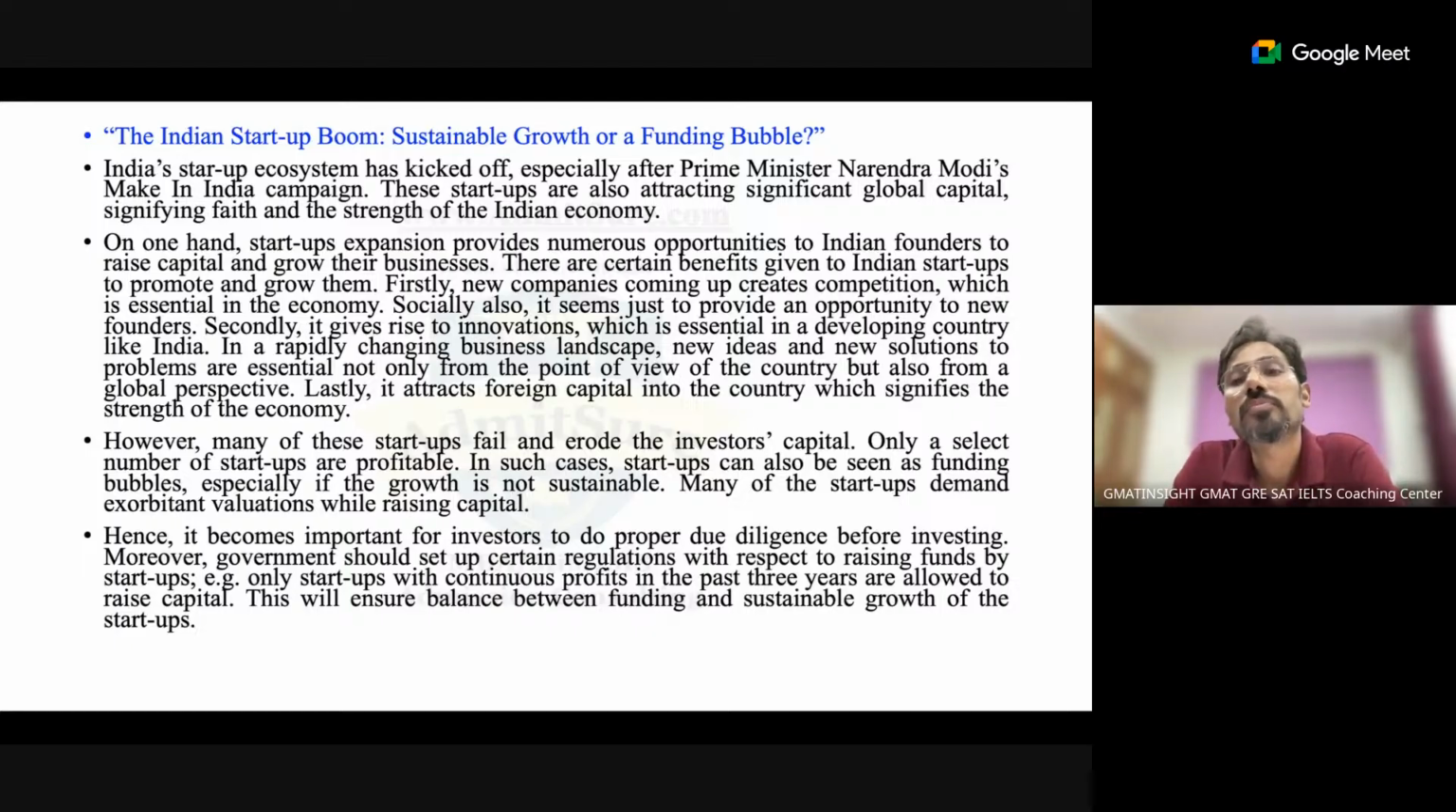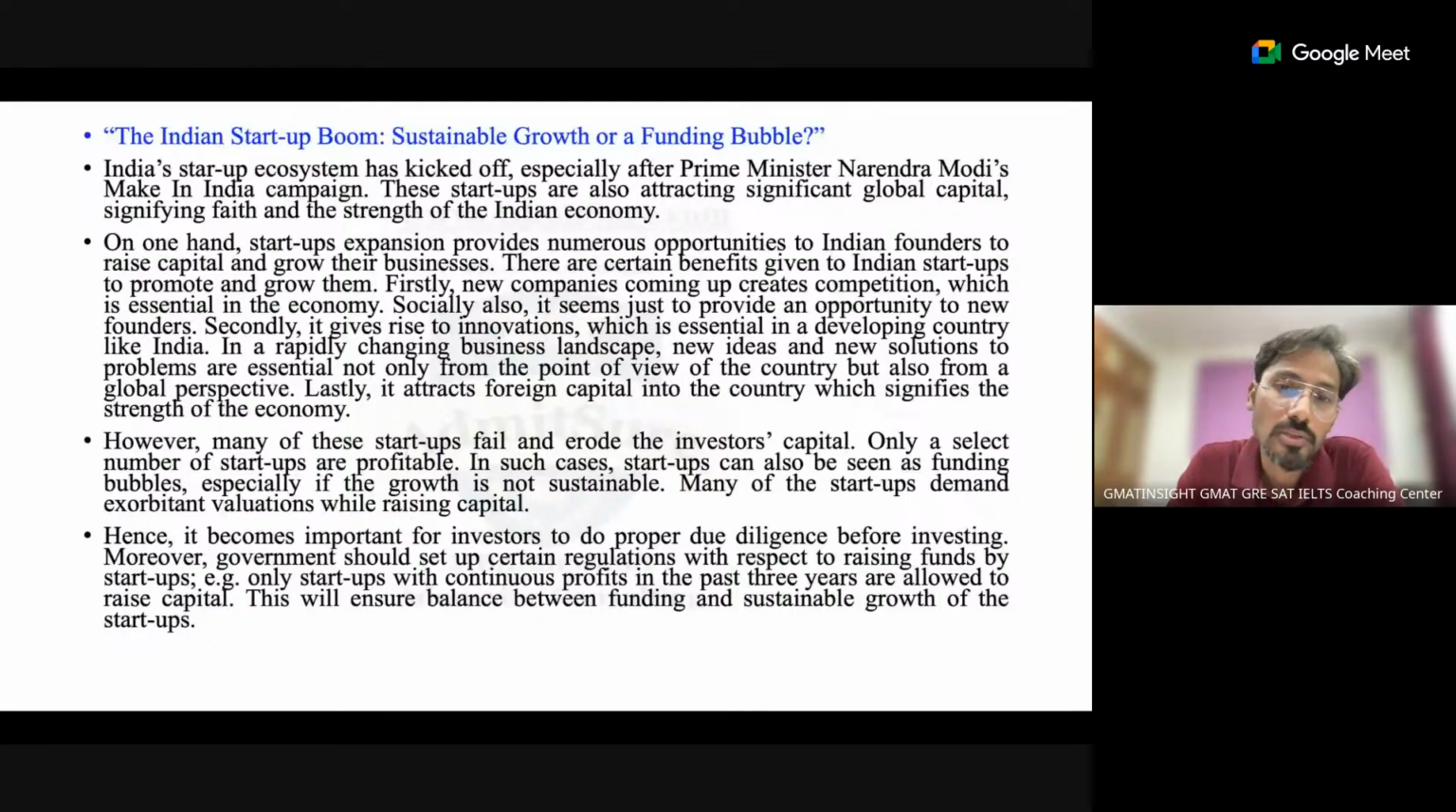Firstly, new companies coming up create competition, which is essential in the economy. Socially, also, it seems just to provide an opportunity to new founders. Secondly, it gives rise to innovators, which is essential in a developing country like India in a rapidly changing business landscape. New ideas and new solutions to the problems are essential not only from the point of view of the country, but also from the global perspective. Lastly, it attracts foreign capital into the country, which signifies the strength of economy.